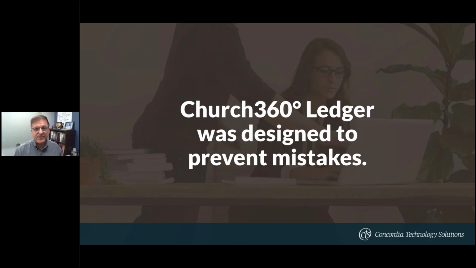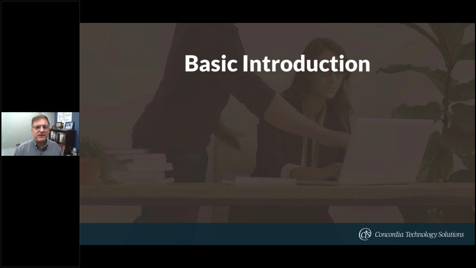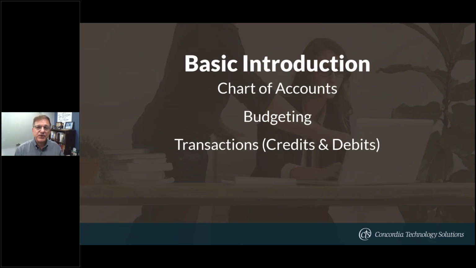And Peter will show some of those types of things, or it will give you a red flag that you need to correct this. So in today's webinar, we're going to do a basic introduction. We're going to look at the chart of accounts that you can keep with Church360 Ledger. We're going to look at some budgeting features that you will have on Church360 Ledger. We'll also take a look at transactions, credits and debits, and then look at reconciliation so that at the end your reporting is all correct, and your reports so that you can then share them with your church council, maybe with your church body as a whole.